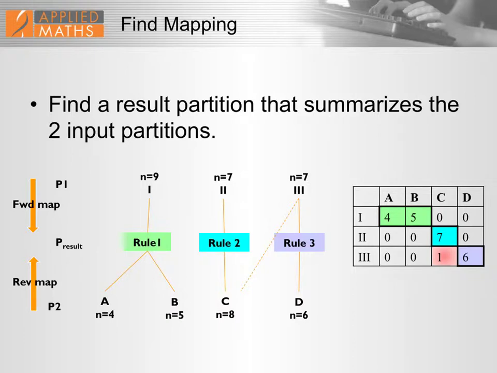And then you can try to start finding some mapping, and that is really a result partition that summarizes the input of those two. So you could say, okay, A and B are always type 1, C is always type 2, and D is always type 3. But then again, you have an error.